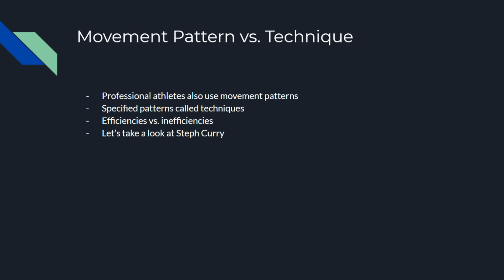So, movement patterns versus technique. Professional athletes also use movement patterns like walking, running, jumping, just as we do. But they have specified patterns called techniques. These are things like Steph Curry's shooting technique, Joe Montana's throwing technique, and even George Kittle's route running technique. These are movement patterns that have been worked on and perfected.